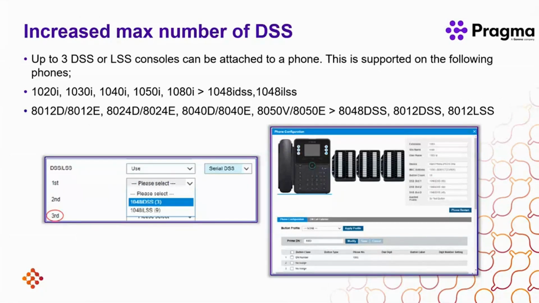Increased number of DSS. Previously it was only 2 DSS on the side of a phone, but now we can have up to 3 DSS, LSS button kits on the side of the phone. So you can see there the phones that support the DSS, so anything from the 1020i up basically supports the 1048 DSS and LSS.